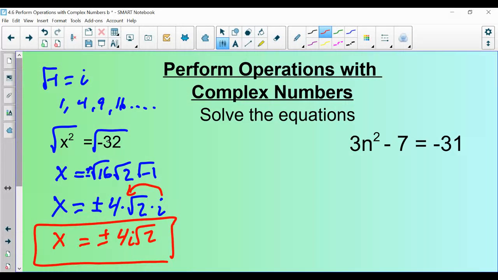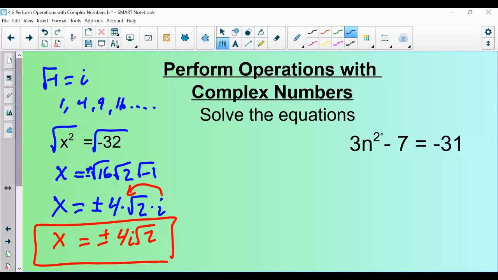Remember, the reason that you can simplify negative 32 into 16, 2, and negative 1 is because if you multiplied all of these things, you would get negative 32. Let's look at a couple more examples.